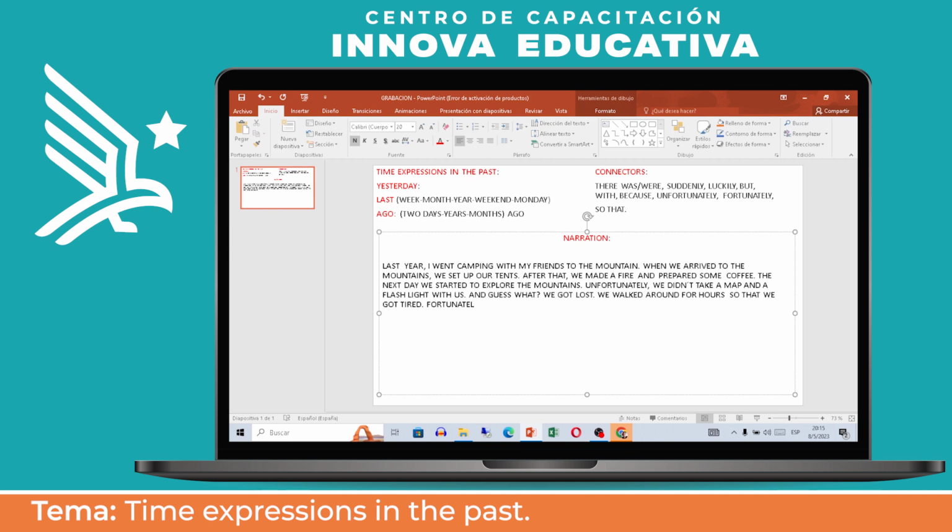Fortunately, after some hours, we found the way back. Después de unas horas caminando, encontramos el camino de regreso. We were lucky. Tuvimos suerte.